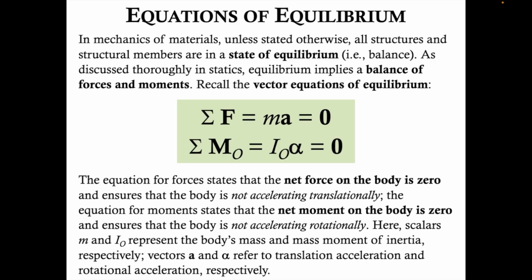As discussed thoroughly in statics, equilibrium implies a balance of forces and moments. Recall the vector equations of equilibrium. These state that summation F equals ma, that must equal 0, and summation M sub O, the net moment about some point O, equals I sub O alpha, that must be equal to 0. The equation for forces states that the net force on the body is 0 and ensures that the body is not accelerating translationally. The equation for moments states that the net moment on the body is 0 and ensures that the body is not accelerating rotationally.